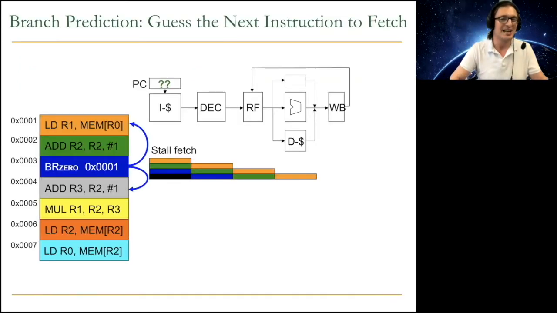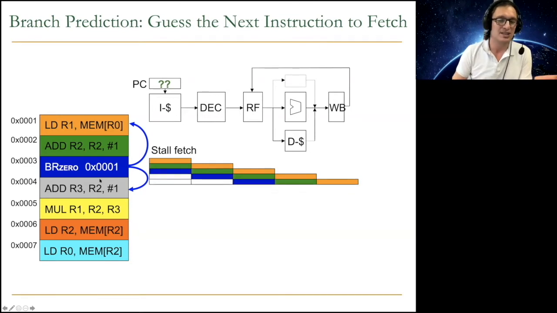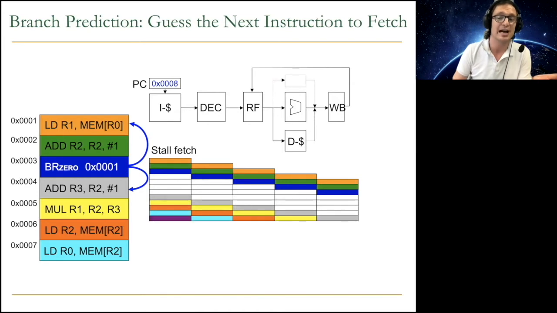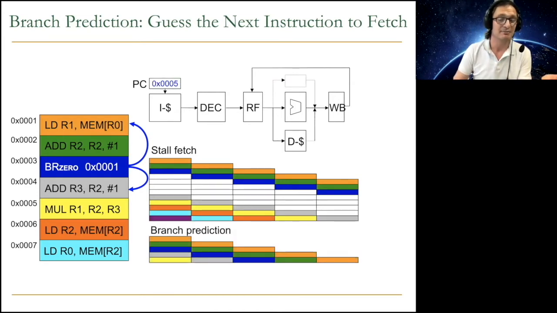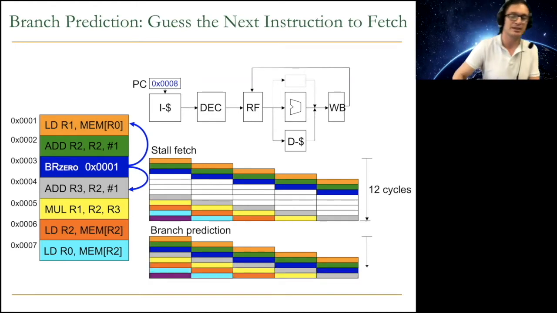Clearly, you know the basic idea, right? Instead of stalling the fetch, we guess the next instruction to fetch. So with stall fetch, we have this branch instruction, the blue instruction, and this is a short pipeline, not a deep pipeline, as you can see. Stall fetch is a bad idea, as we discussed, because it takes a long time to refill the pipeline. With branch prediction, if you guess correctly, you keep filling the pipeline nicely.